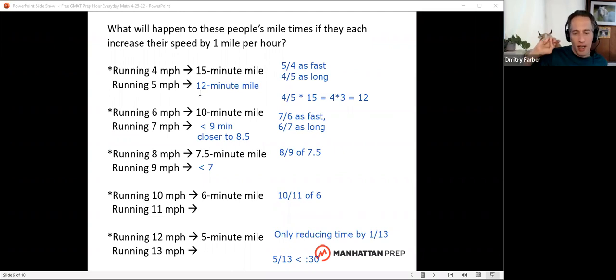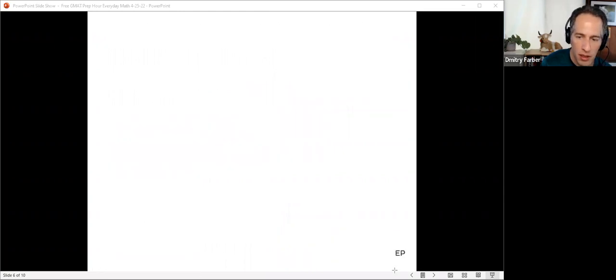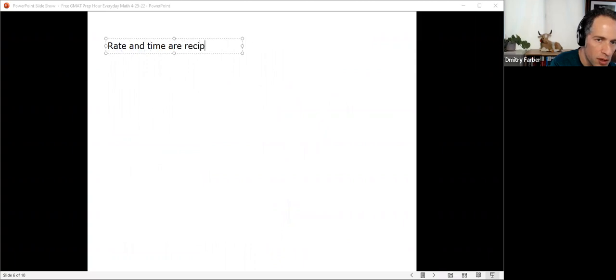So these are just some kinds of things you can do. But if you got nothing else out of this particular part, then these two things, I would still be happy. And those two big things to me are these. One, rate and time are reciprocal, right? If I go 5/3 as fast, I take 3/5 as long.